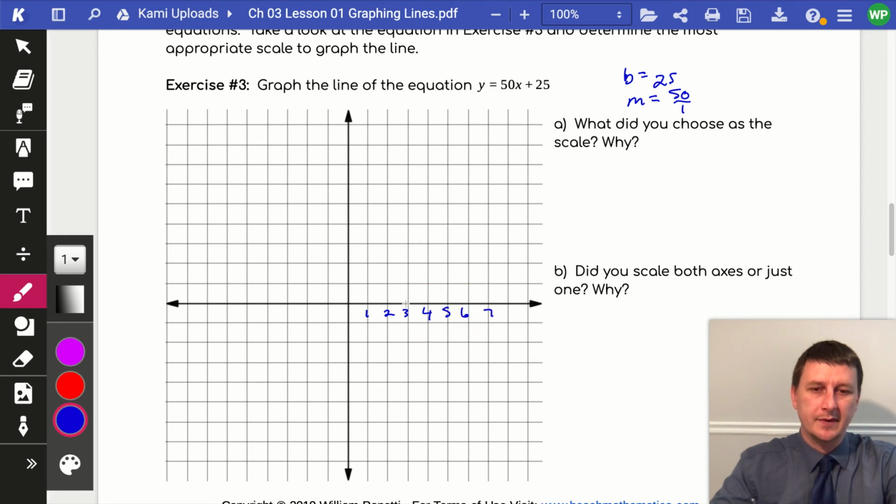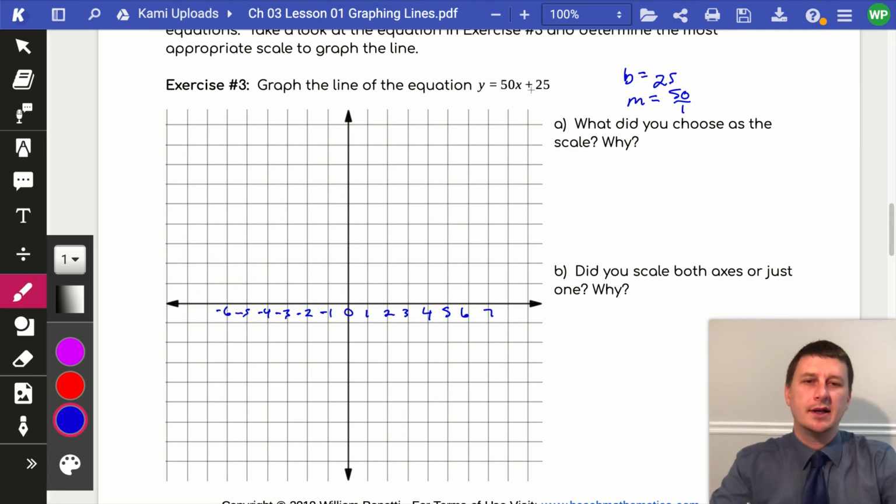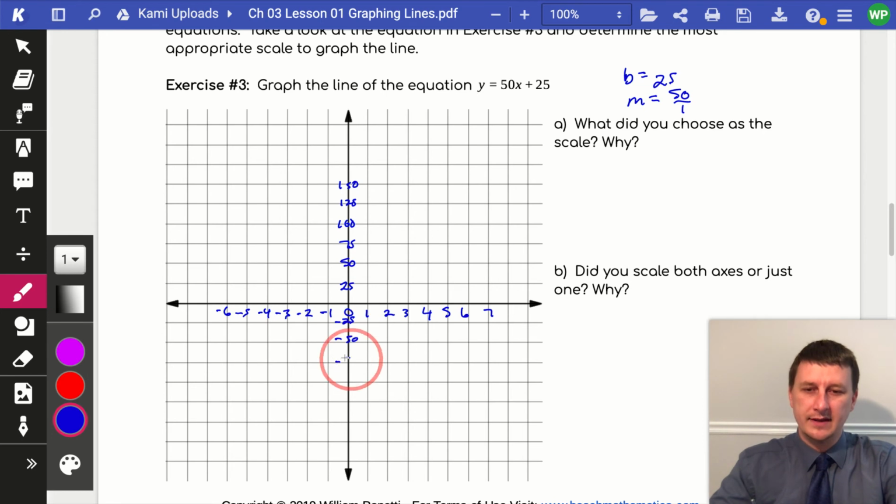So I'm going to label this as my x values, but my y values are where we're going to have to change. My y values, on the other hand, I'm going to start at 25 and go up by 50s. So it looks like I think maybe I'll go up by 25s. That might help. 50, 75, 100, 125, 150, -25, -50, -75, -100, and so on.